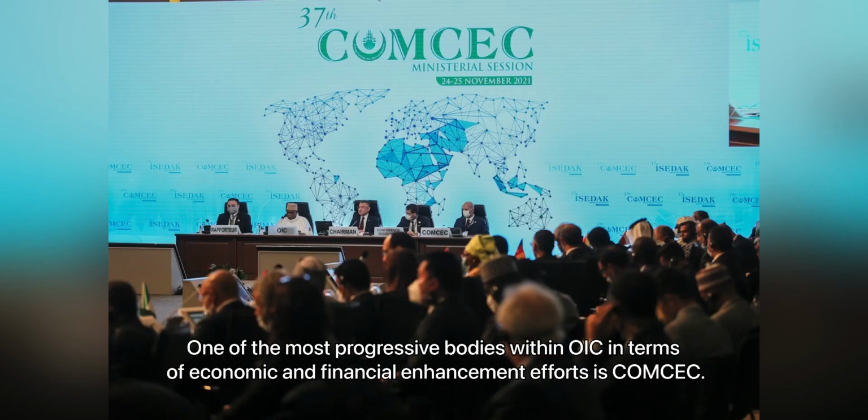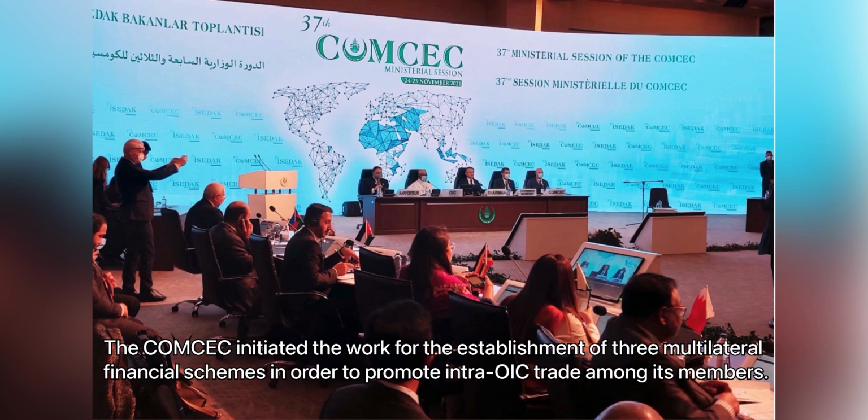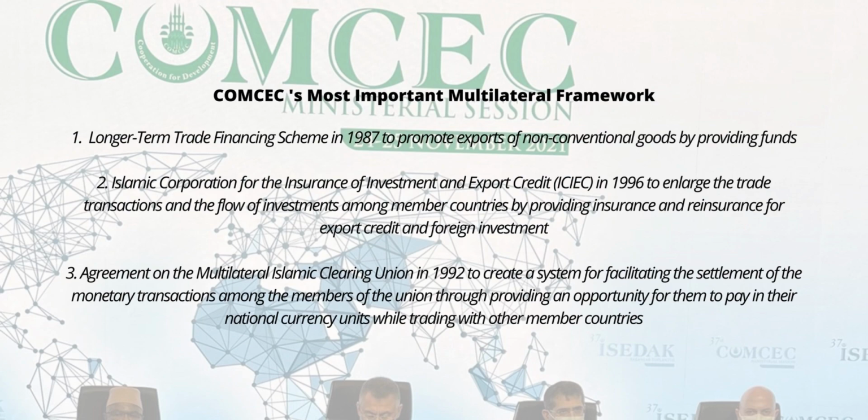One of the most progressive bodies within OIC in terms of economic and financial enhancement efforts is COMCEC. The COMCEC initiated the work for the establishment of 3 multilateral financial schemes in order to promote intra-OIC trade among its members. The first is the Longer-Term Trade Financing Scheme in 1987. It was created to promote exports of non-conventional goods by providing funds. The second, Islamic Corporation for the Insurance of Investment and Export Credit, was created in 1996 to enlarge the trade transaction and the flow of investment among member countries by providing insurance and reinsurance for export credit and foreign investment.